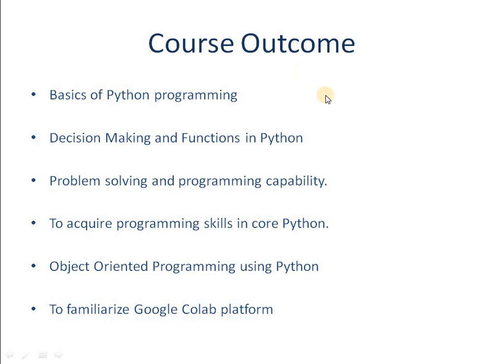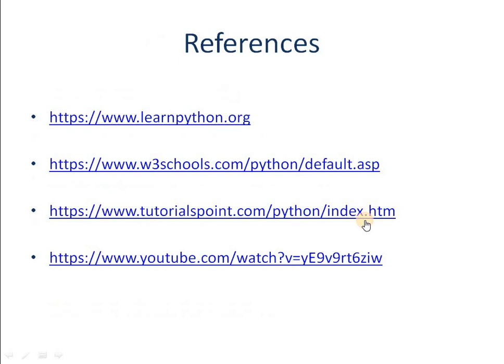Course outcome. What will you get after completing this course? First, you will have basic knowledge of Python programming. You can study decision making and functions in Python. Your problem solving and programming capability will improve. You will acquire skills in core Python programming. You will study in detail object-oriented programming using Python. You will become familiar with the Google Colab platform.